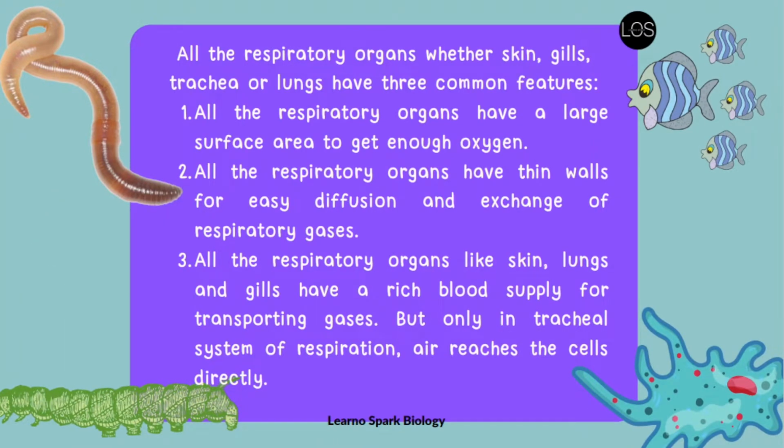So, if we talk about all the respiratory organs, whether it is skin, gills, trachea or lungs, they have some common features. First of all the respiratory organs have large surface area to accommodate more and more oxygen. Second, all the respiratory organs have thin walls for easy diffusion and exchange of respiratory gases, that is oxygen and carbon dioxide. Number 3, all the respiratory organs like skin, lungs, gills have a rich blood supply for transporting gases. But if we talk about tracheal system of respiration, here air reaches the cells directly.